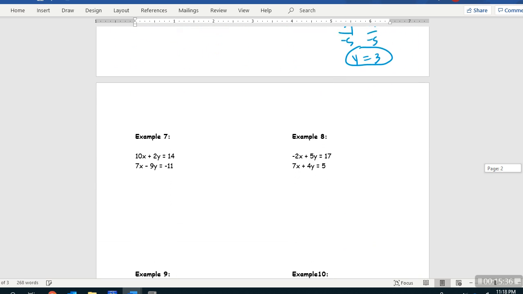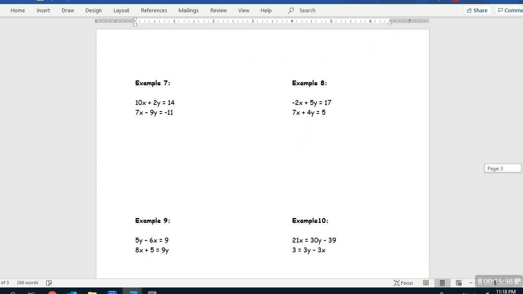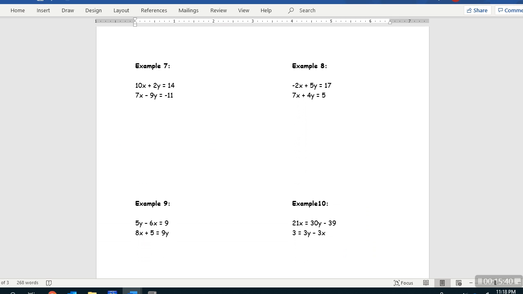All right, moving on to example 7. So example 7, our x's are lined up, our y's are lined up, the constants are lined up. So coefficients, though, are different. Could I easily turn a 7 into a 10? No. Could I easily turn a 2 into a 9? No. So in this situation, we have to multiply both rows by a number to create the same or opposite coefficients, rather. And so we have a lot of options here.